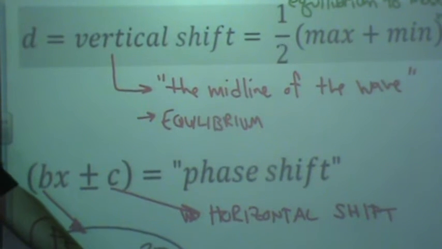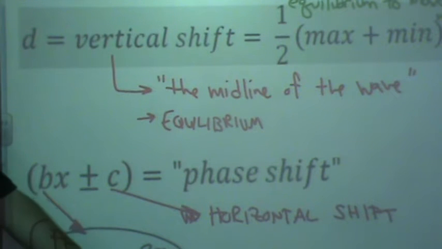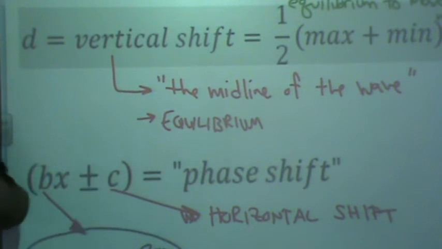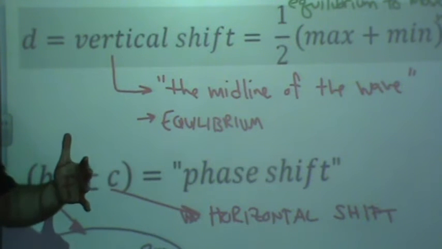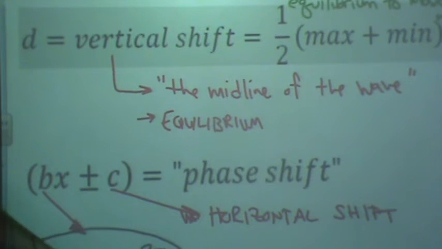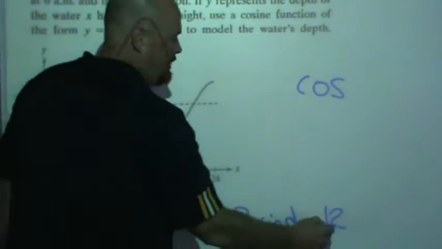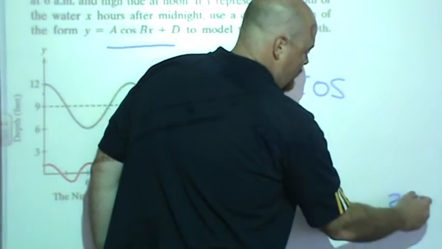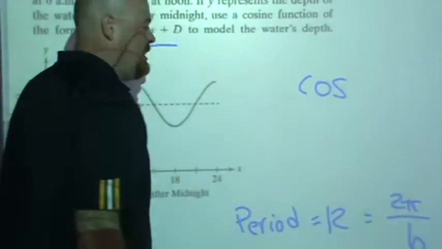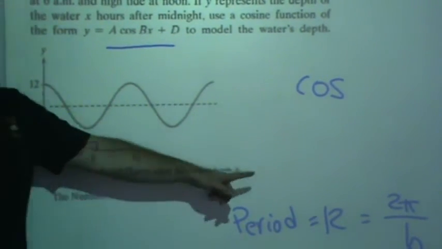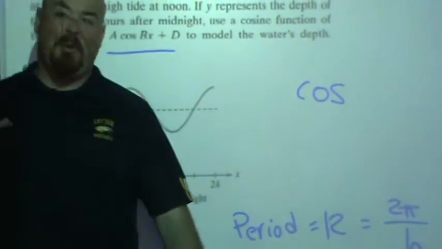B. The period is directly tied to that value of B, that horizontal compression or stretching factor, right? So I can use this formula now with this piece of information to help me figure out what B is. It's a formula. All right? The period is 12, and 12 has to be equal to 2 pi over B.